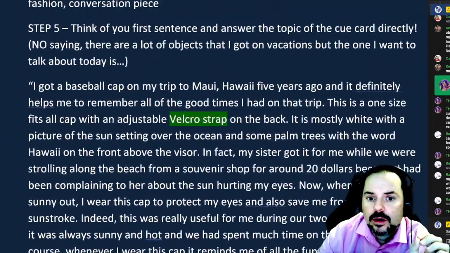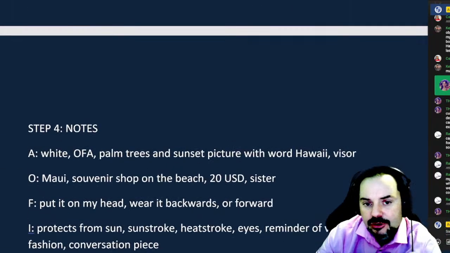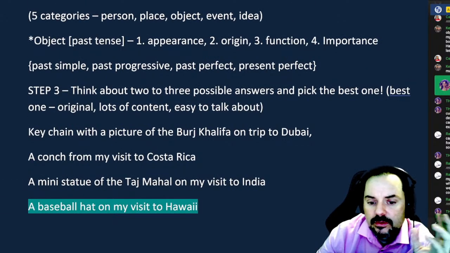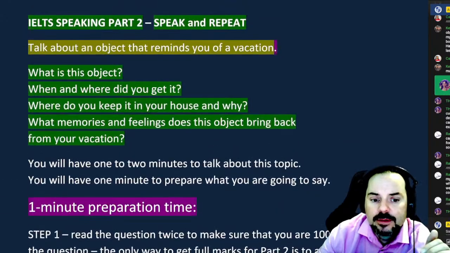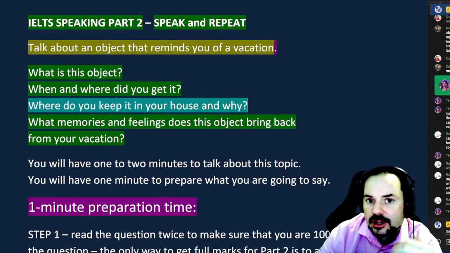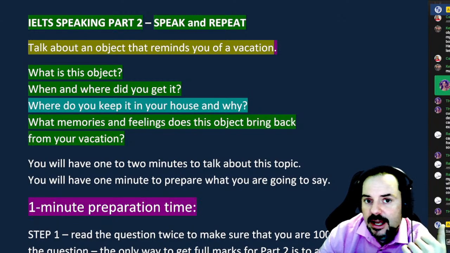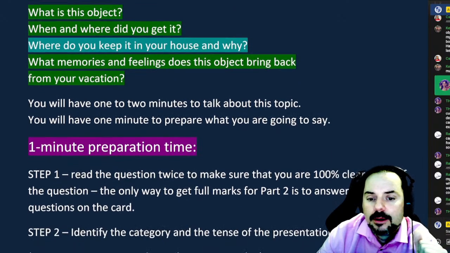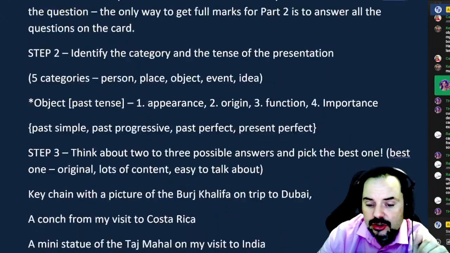Okay, so I think you answered it after, but as soon as you get stuck, as soon as you don't know what to say, look at the card, because there was this question of where do you keep it in your house and why? Like, where do you keep your sunglasses in your house and why? And I think you could have looked at that question and then stayed more fluent. So make sure to pay attention to the cue card.